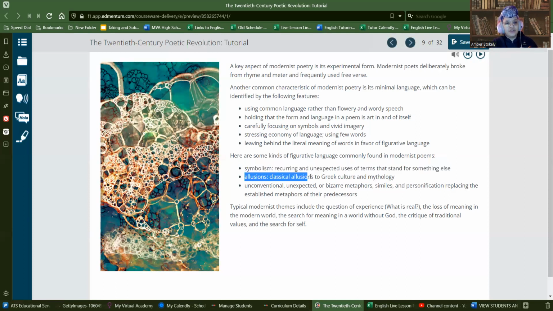Allusions are classical allusions. So classical allusions to Greek culture and mythology. So I'm going to explain what allusions are really quickly. Allusions are references to popular content or media in a book, a movie, a television show. So, for example, when people reference God in a book, they're referencing the Bible. They're making a biblical allusion.